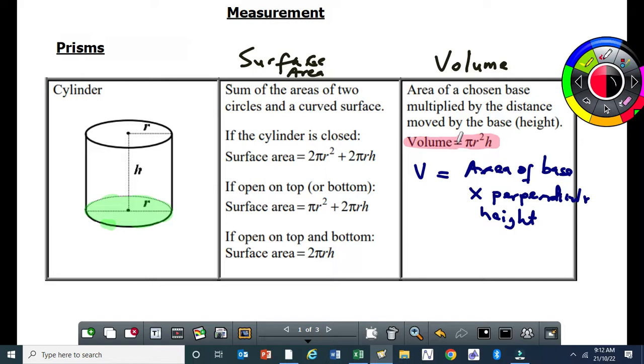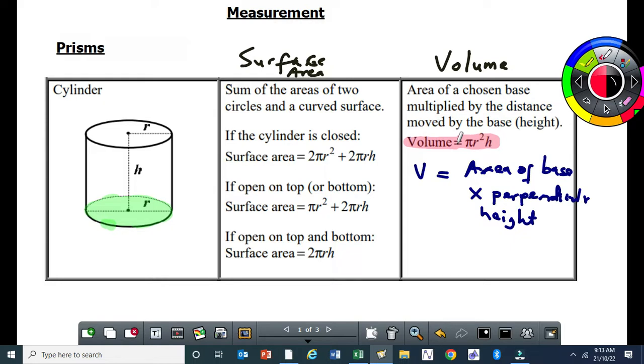Right, before I move on to surface area, I'm going to repeat this for the last time. The general formula for calculating the volume of a prism is area of base times perpendicular height. So the base can be a circle, like in the case of the cylinder, it can be a square, it can be a triangle, it can be a rectangle.